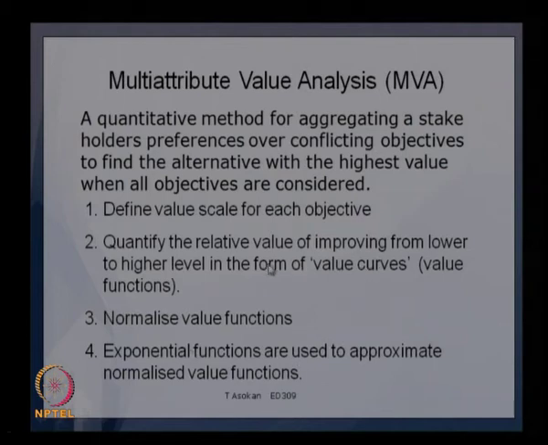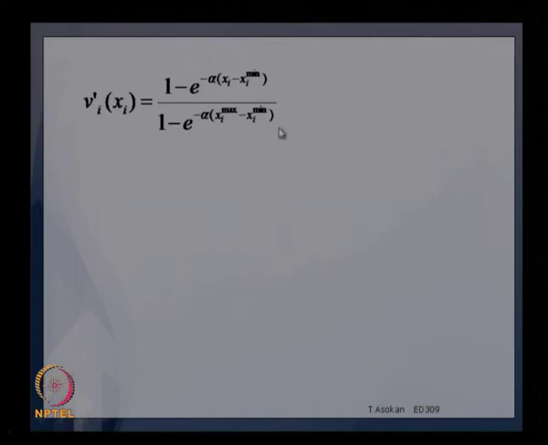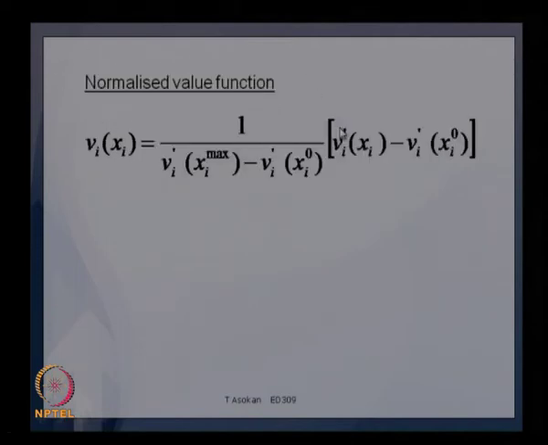This value function, as I mentioned, these value curves, these are the value functions. So, normally exponential functions are used to approximate the normalized value functions, and once we have these exponential functions, by controlling some of the parameters we get various curves depending on the requirement. This is the exponential function normally used, and the normalization of the function is done using this method. So, we get the value function vi xi prime based on the exponential curve, and then we normalize it along the different values, that is the maximum value and the minimum value and the actual value of xi and xi 0. So, this actually will give you a normalization of the function.